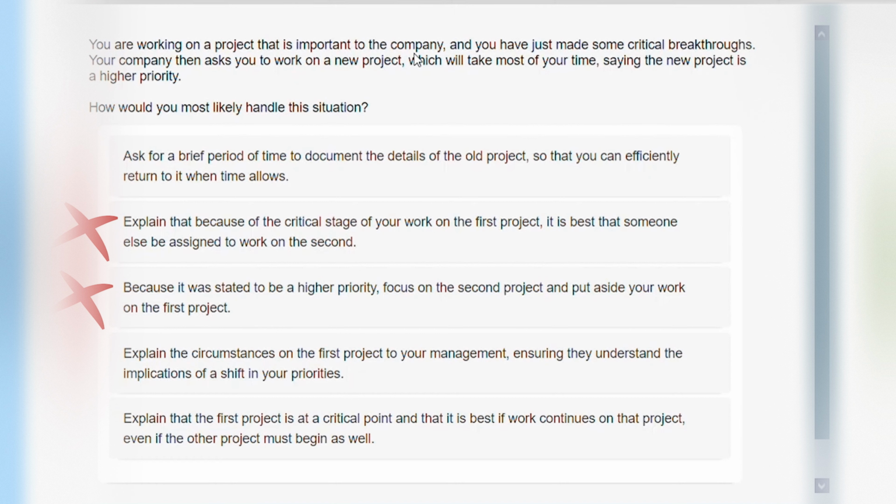But in order to not sound too pushy, I would not pick the last option, rather I'll just go and pick the 4th option, where you make the management aware before you move on to the next project.